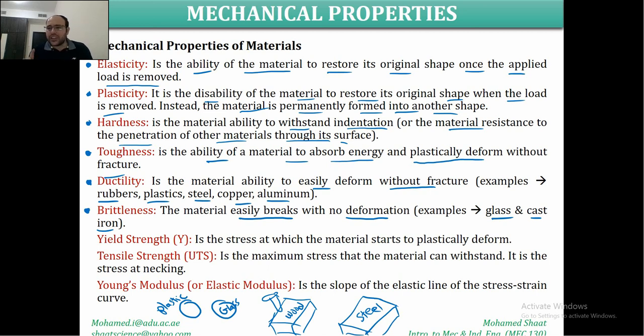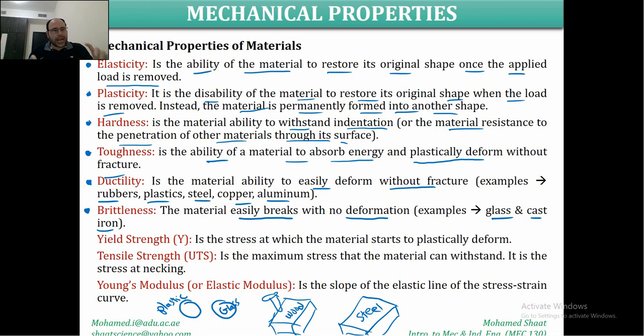So this indicates that the glass is a brittle material. Brittleness means that the material will be easily fractured without deformation. If we try to deform the material, it will be fractured instead of being deformed. A typical example of this is glass. If you try to bend any piece of glass, it will not bend. It will be fractured instead.